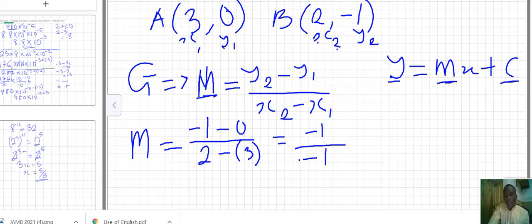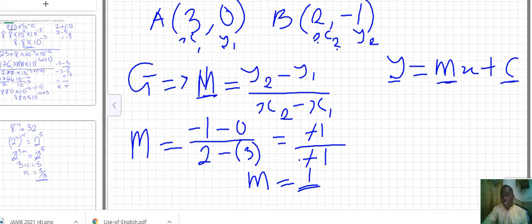So what do we have here? -1 will cancel -1, and we'll have 1 remaining. So our m will be equal to 1 divided by 1, which is 1. You see that the gradient of the line is equal to 1, and that is the value we desire to look for.